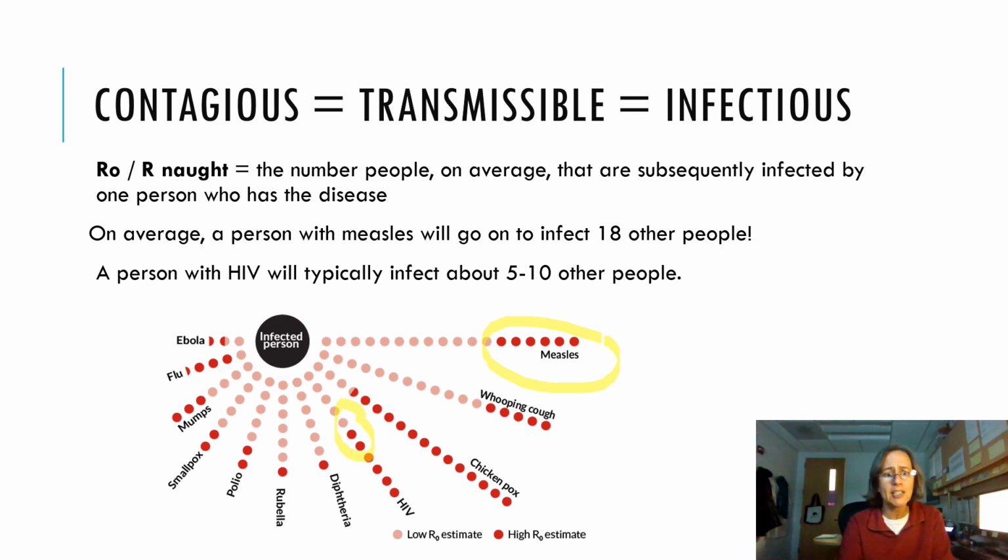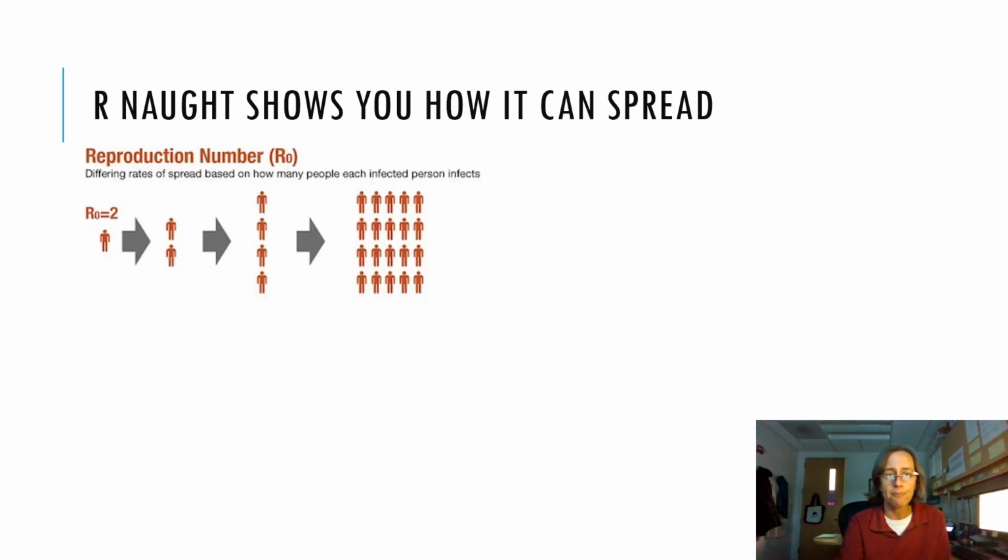Then we see diseases that you've probably never heard about because you've been vaccinated. So diphtheria, rubella, polio, smallpox, mumps. And then here's flu, which is not the biggest. And then here's Ebola. So different germs are more or less contagious. And the R naught is going to show you how it can spread.